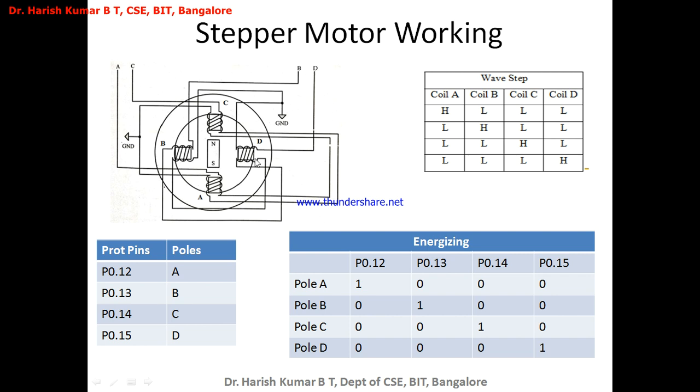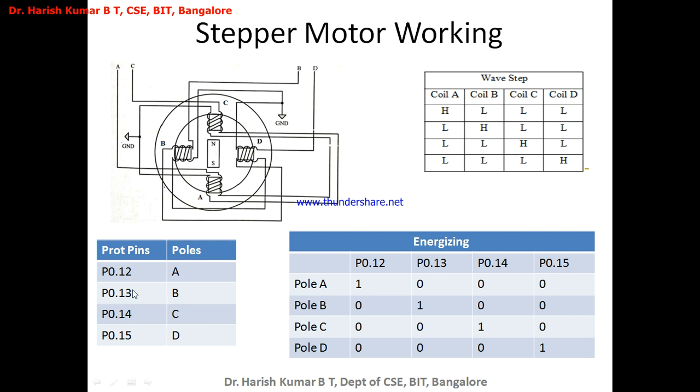I've already explained this in the previous theory classes. If I want to make this rotor rotate in the clockwise direction, I have to energize the coils in this order: first coil A, then coil B, coil C, and then coil D. If I energize in the reverse order, first D, C, B, A, the rotor rotates in the anti-clockwise direction. Now, this is for the program which I'll be explaining.